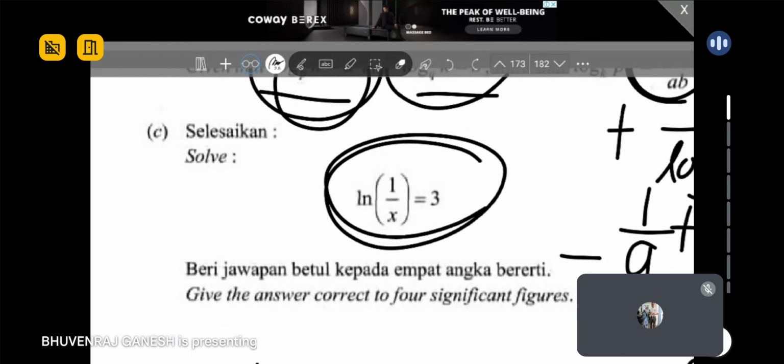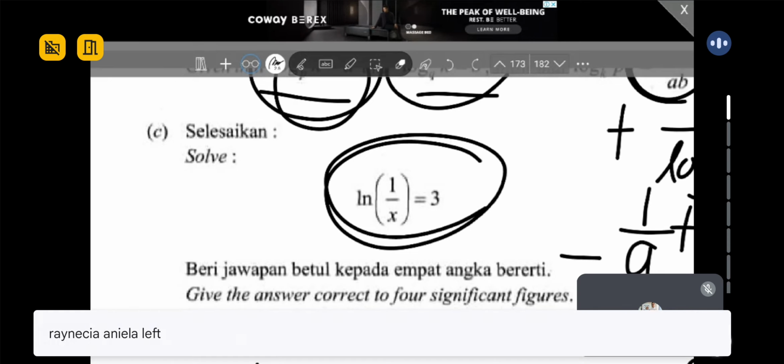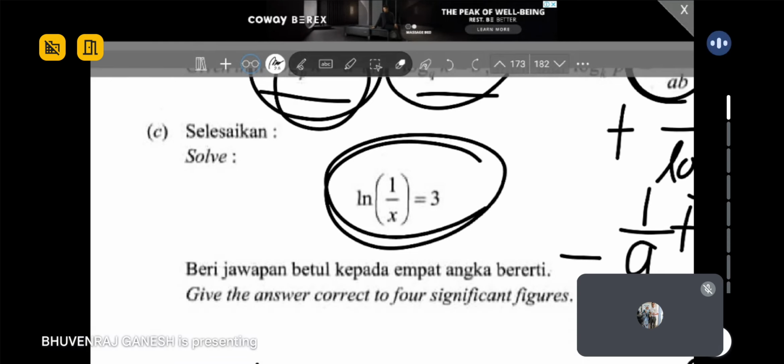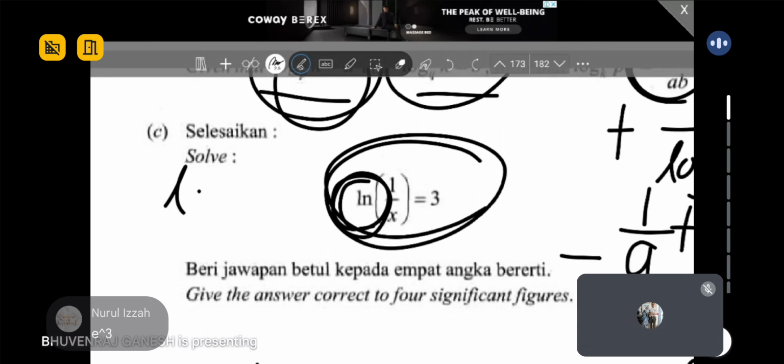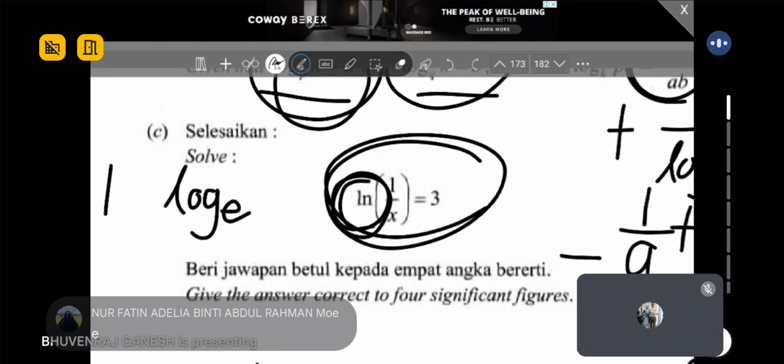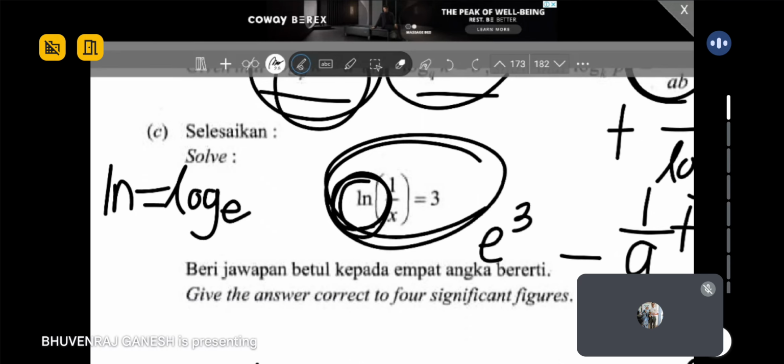How to do this? First step, kena buat apa? May I know? First step, of course, is you must do the conversion. Am I right? Kamu kena tukarkan sesuatu kat sini. So what do we convert, guys? Okay, ln. First one. ln is equal to log base e. Remember, guys, this one very important. So you can convert log form to index form. Tukar dari bentuk log ke bentuk index.